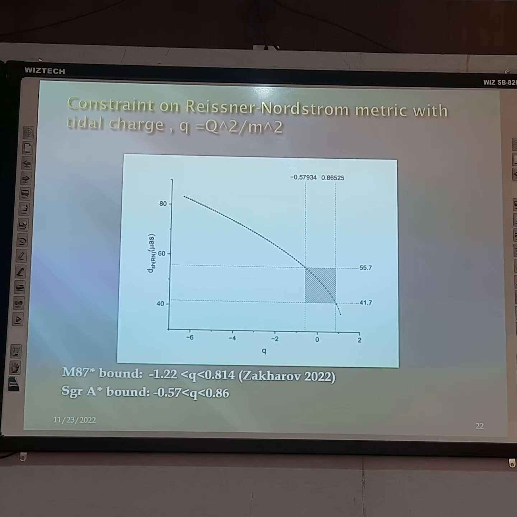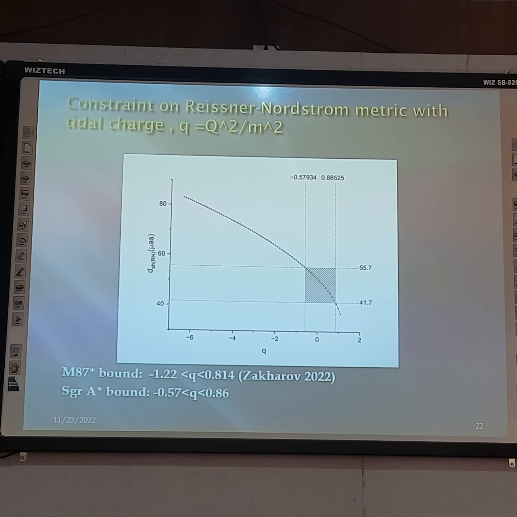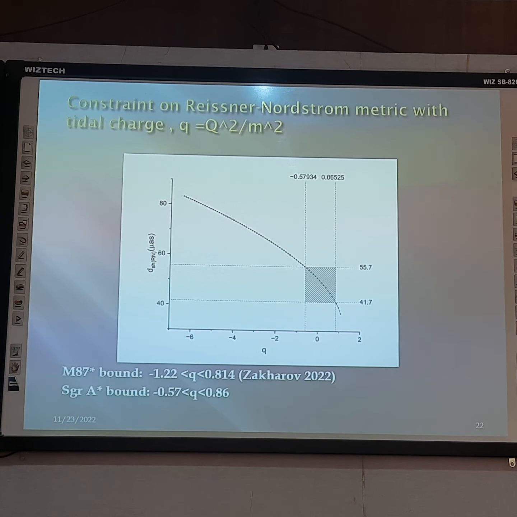So the first metric that I show is the Reissner-Nordström metric with a tidal charge. This is not electric charge. This is a tidal charge, because the Reissner-Nordström metric is ruled out, since black holes cannot be electrically charged. But in higher dimensions, tidal charge can appear as an extra degree of freedom. That is what Q squared by M squared is, where M is 2GM by c squared, the gravitational radius.